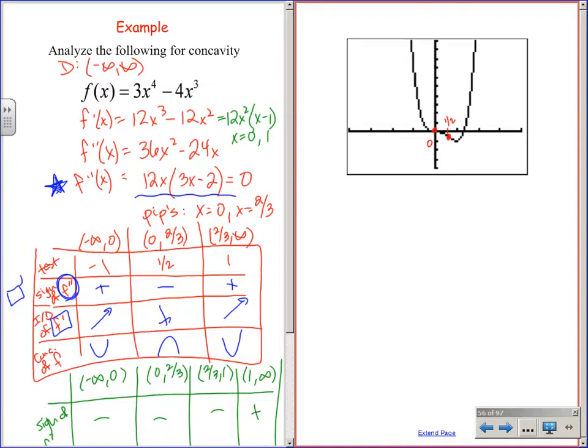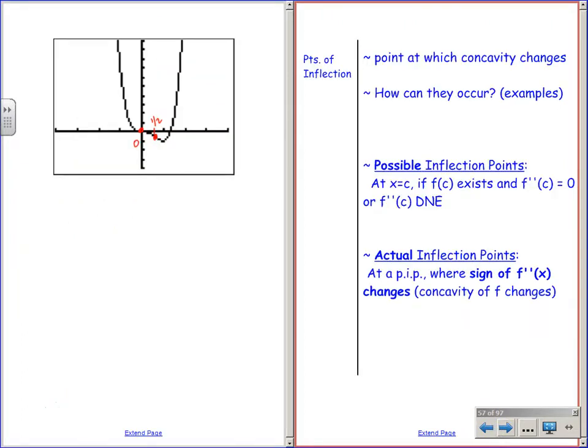And how can I tell that? Sign chart. Second derivative sign changes, aka the concavity of the original changes. So that's what's going on here. A point of inflection is a point at which, or we could say a pip at which, f double prime changes. But that's exactly what we're going to say down here: a point at which concavity changes, specifically a pip at which f double prime changes signs.